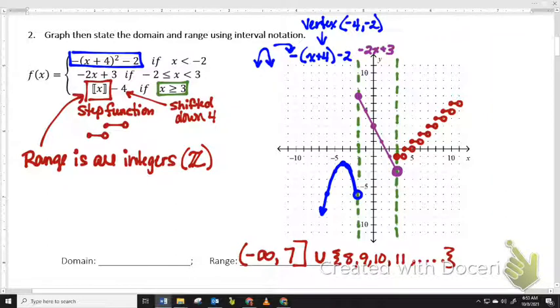Yes, ma'am? That's my step function here. Because even though my graph stops here, I know the steps wouldn't stop. So where would that be at? Let me show you.